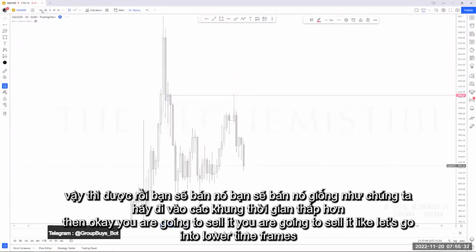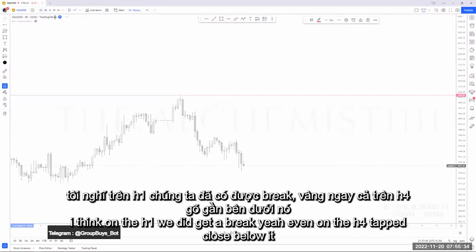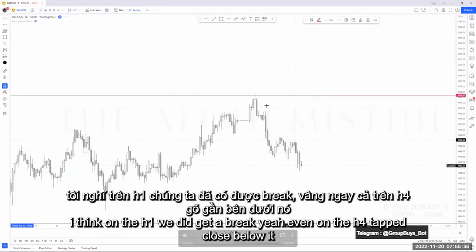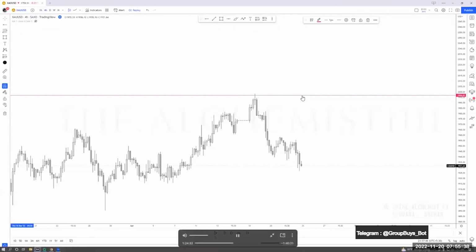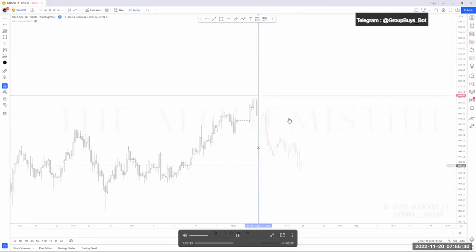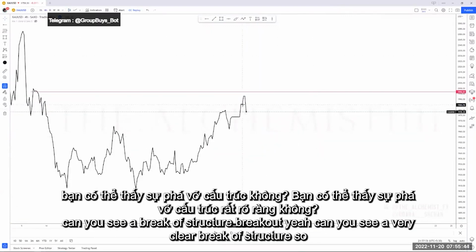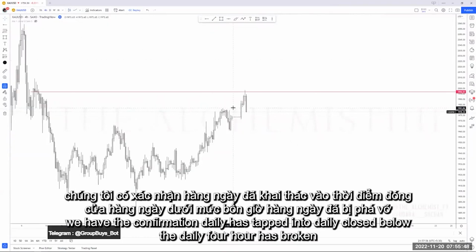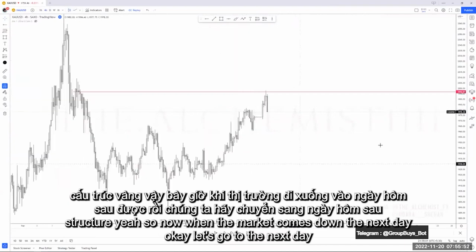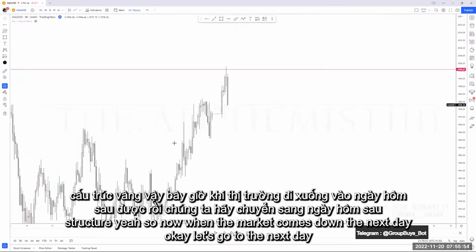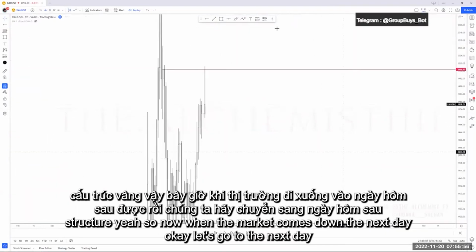Let's go into lower time frames. I think on the H1 we did get a break. Yeah, even on the H4. Tapped, closed below it. Can you see it? Breakout structure. Very clear breakout structure. So we have the confirmation. Daily has tapped into daily, closed below the daily. 4 hour has broken structure. So now when the market comes down the next day, let's go to the next day.